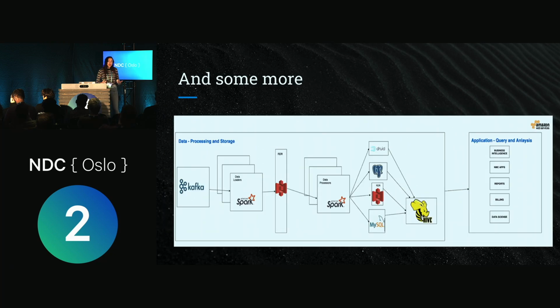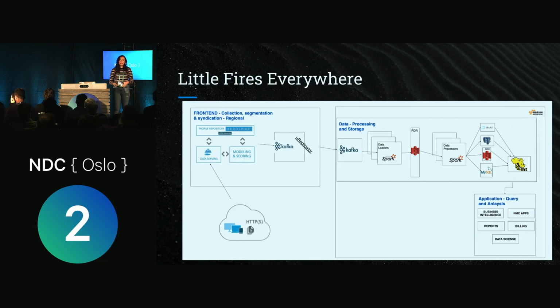Because if we talk about the application layer, all of these applications that consume that data not only consume it, some of them create their own data sets. So they as well have to reprocess and run again. And so if we look at this architecture again, I think you'll really see that we had little fires going on everywhere.